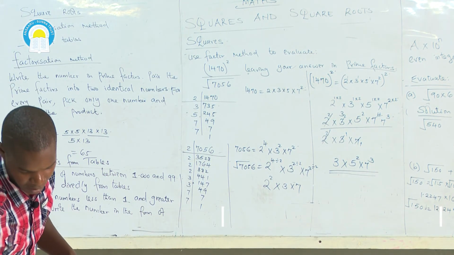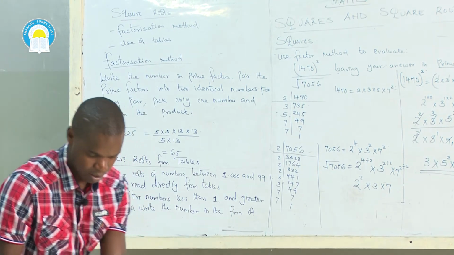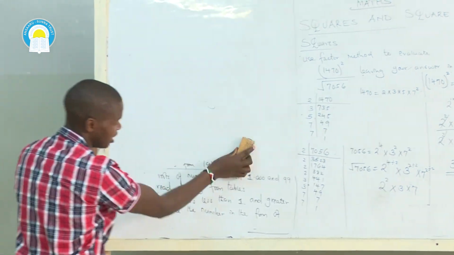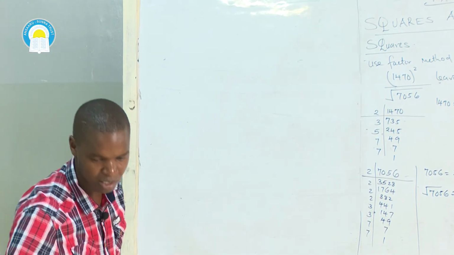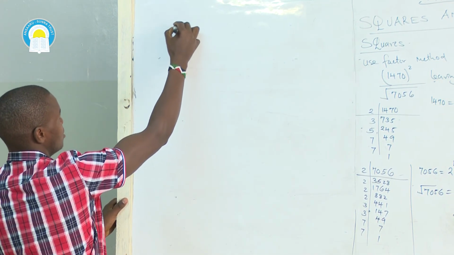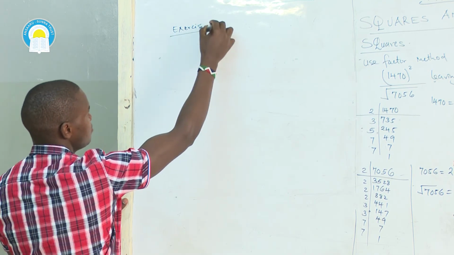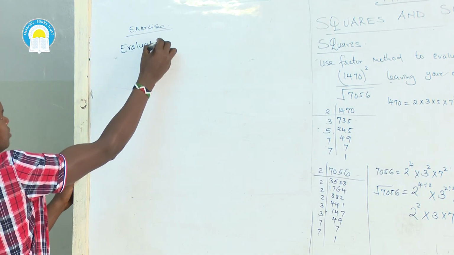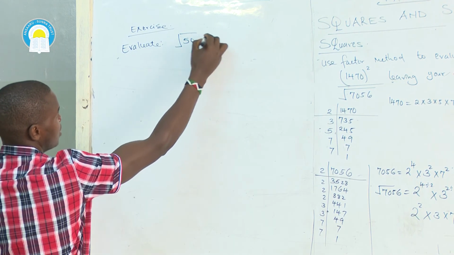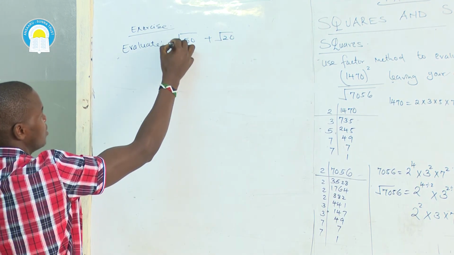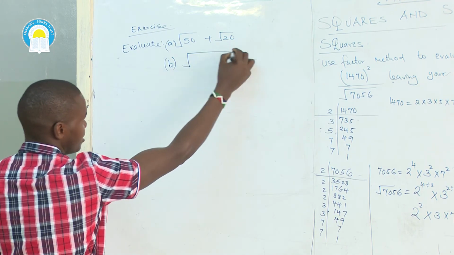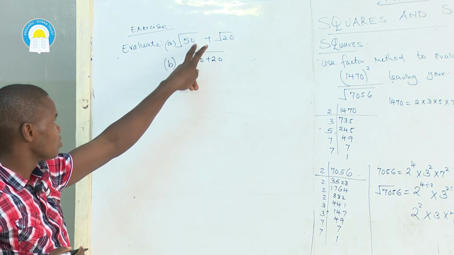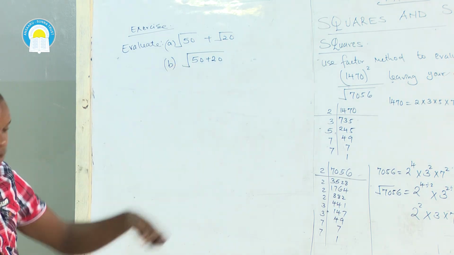Finally, since you are wanting to try this and see whether you can find the answer, next time I come back, I just want to see what you have done in this exercise. You can try this. Evaluate the square root of 50 plus the square root of 20. Also, confirm whether the answers are the same. I'm not saying that the answer should be the same. Find the square root of 50 and the square root of 20, find the answer, and the square root of 50 plus 20.